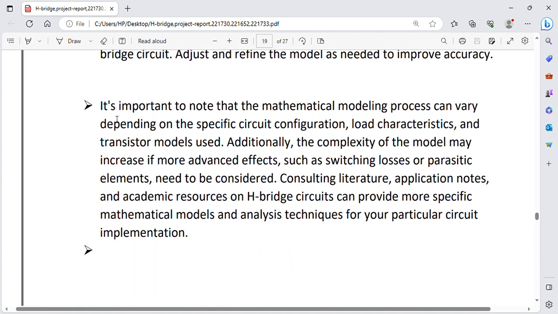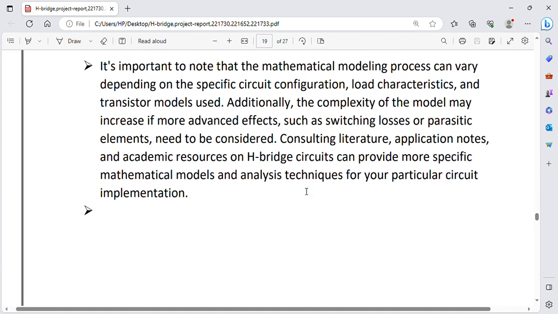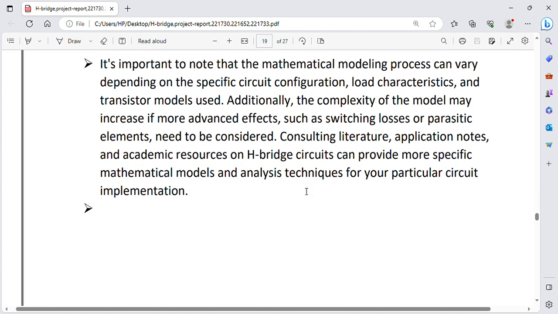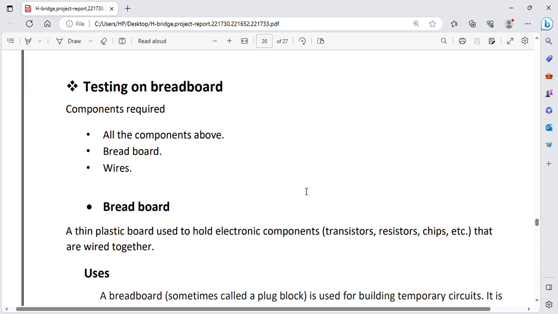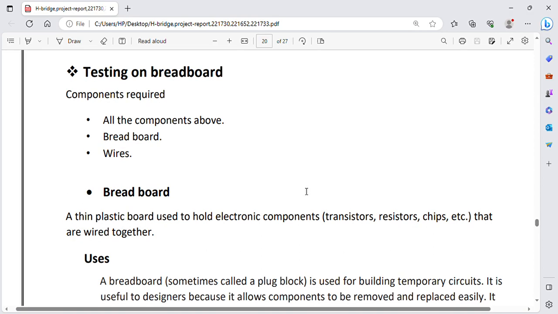At last, it's important to note that the mathematical modeling process can vary depending on the specific circuit configuration, load characteristics, and transistor models used. Additionally, the complexity of the model may increase if more advanced effects such as switching losses and parasitic elements need to be considered. Moving next, first we have used a breadboard to test our circuit.